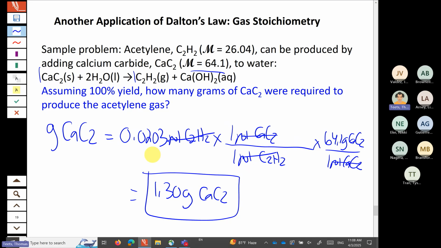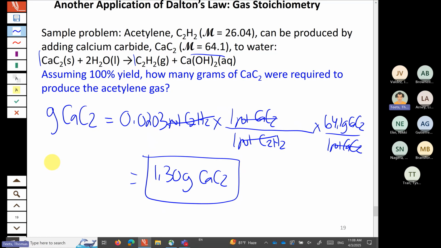All right, so any questions on that? Go ahead. A lot of these gas stoichiometry problems, you're going to use the ideal gas equation or Dalton's law or some combination of the two. But after you get the number of moles, it just becomes standard stoichiometry.